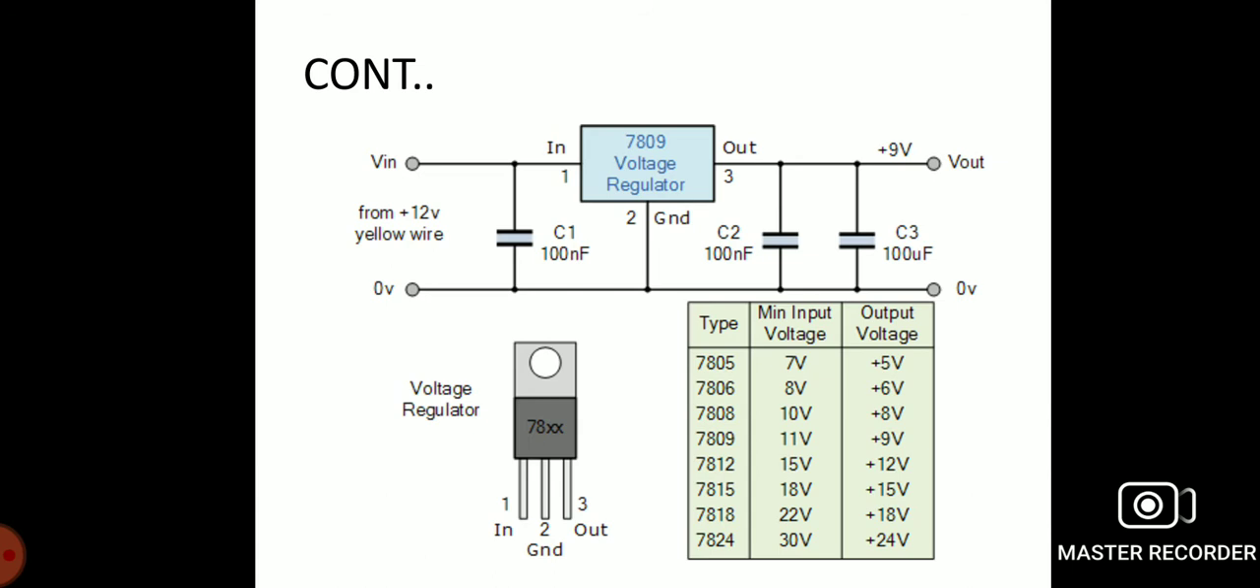The only additional components required are a capacitor across the input and another across the output. So these additional capacitances add to the stability of the regulator and can be anywhere between 100 nanofarad and 300 nanofarad.